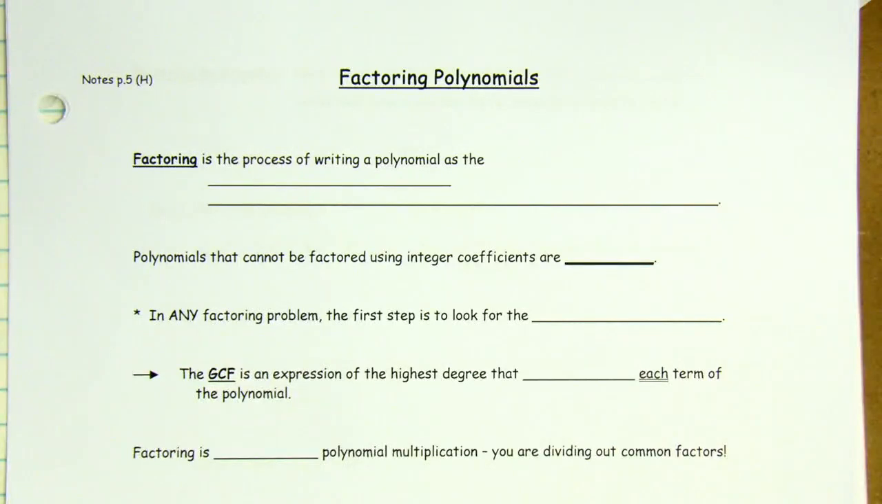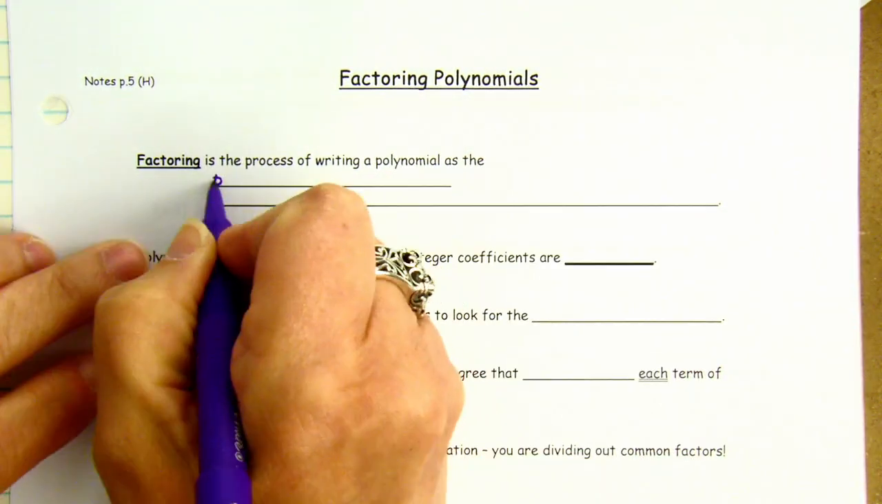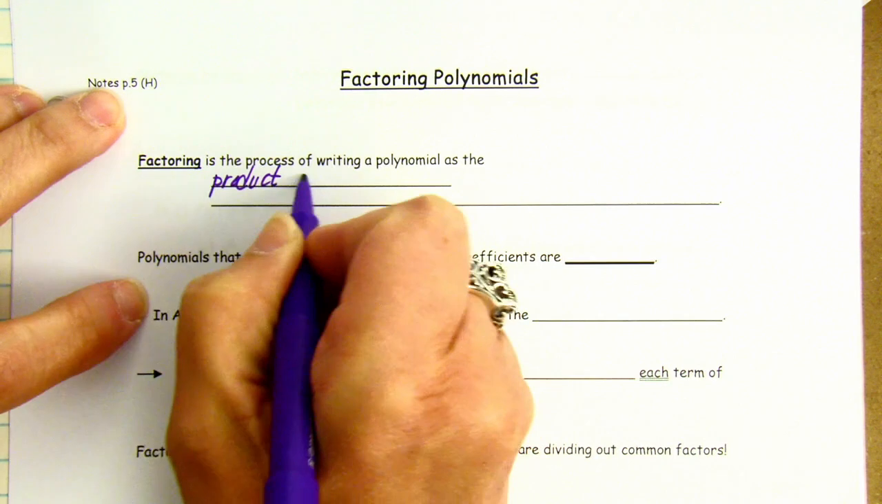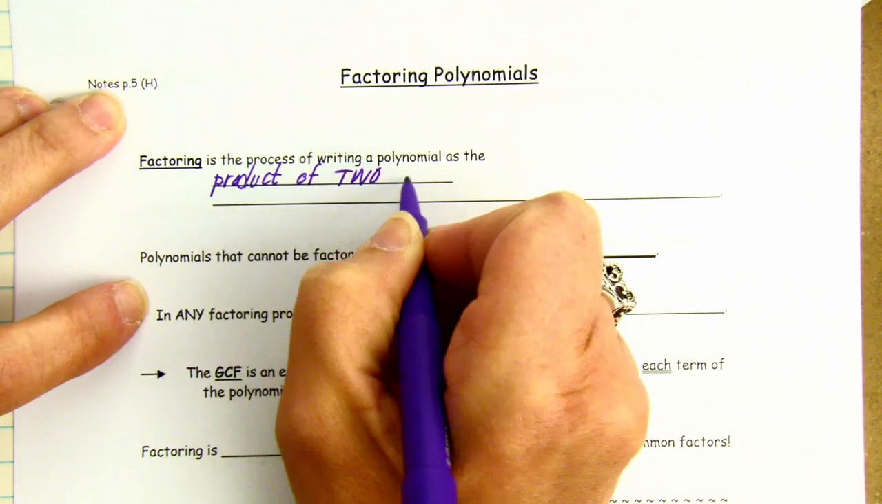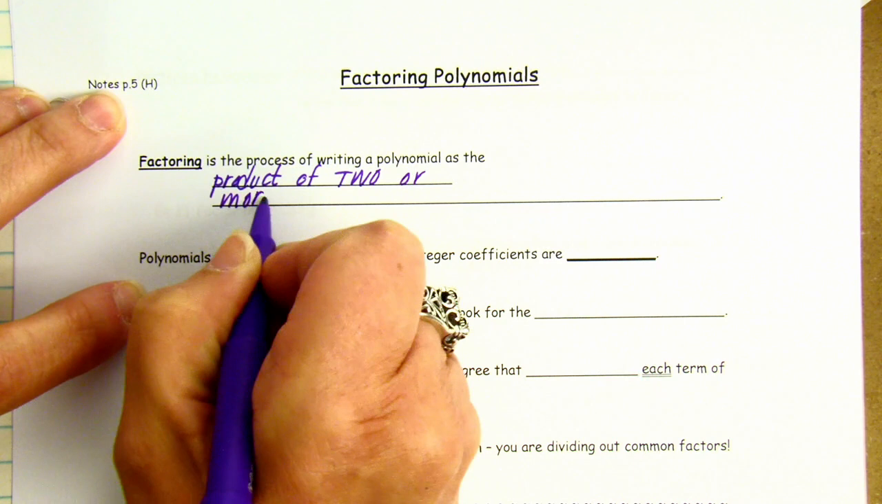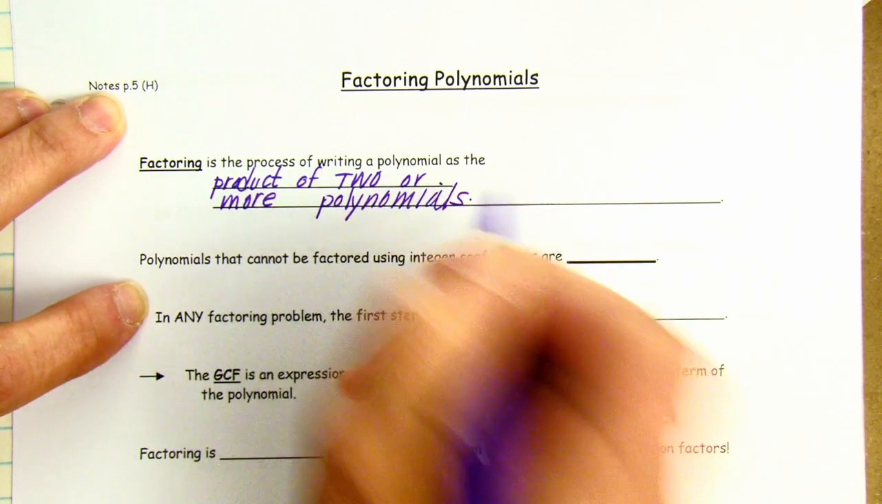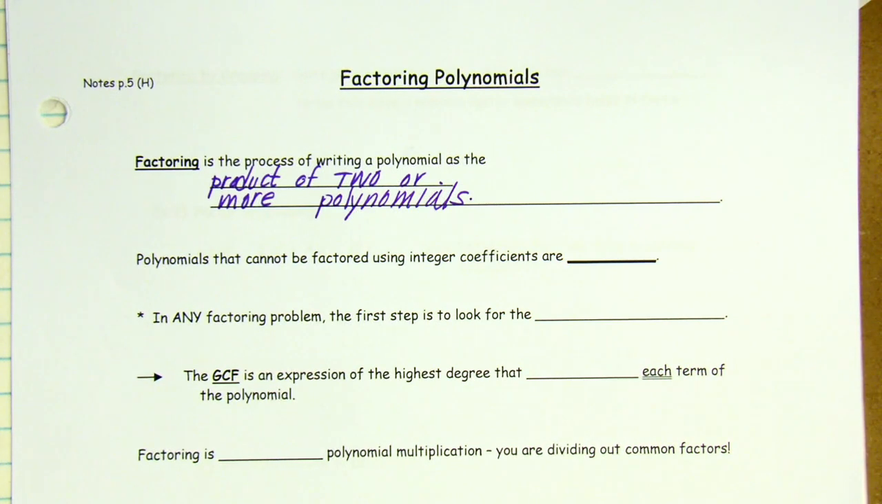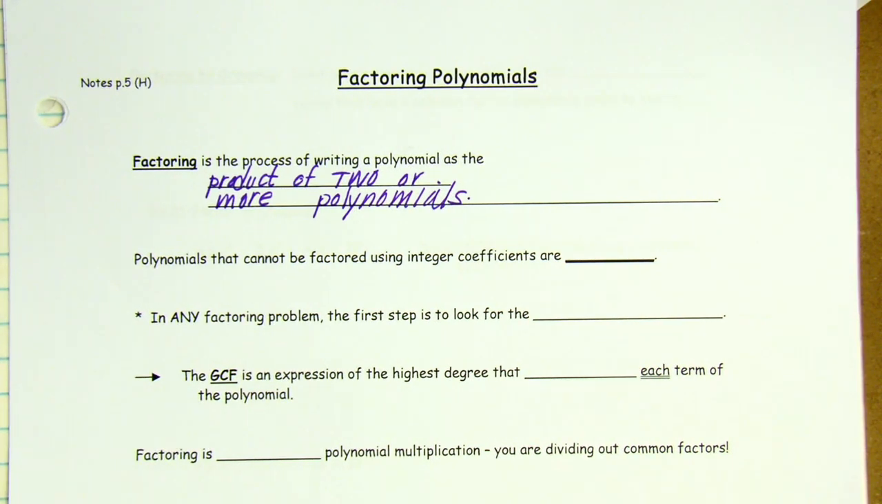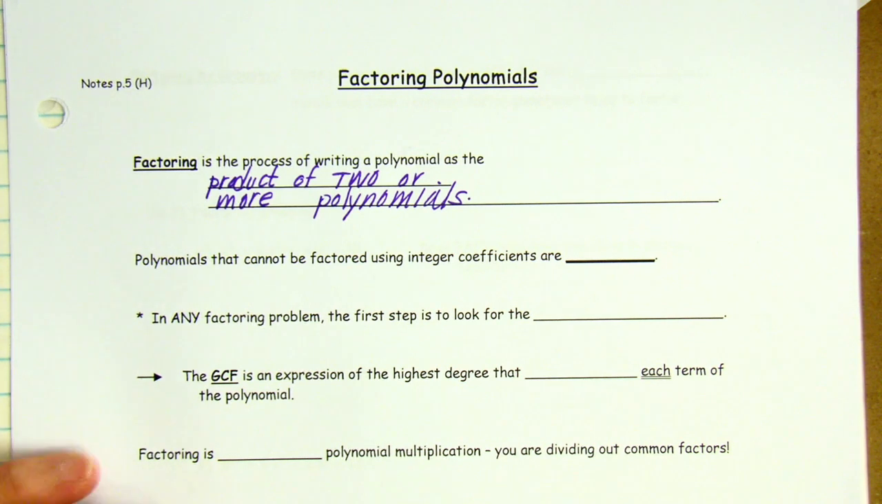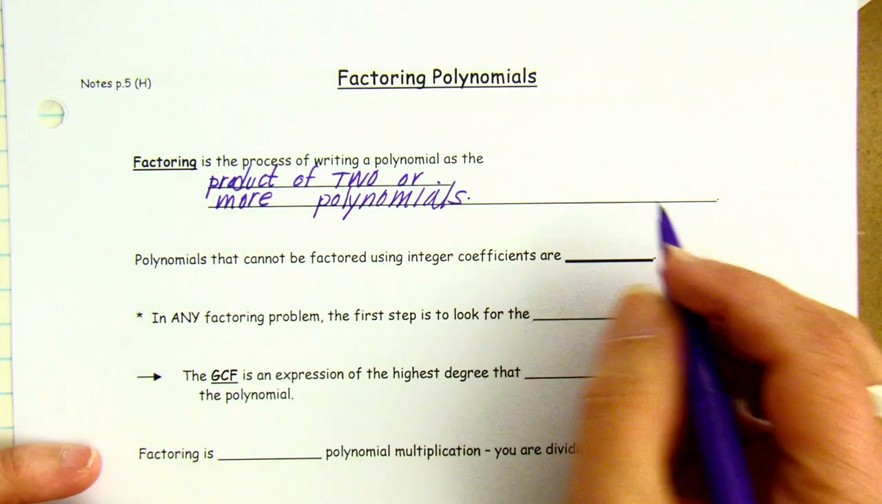Okay, finally we get to Chapter P, Section 5, the factoring of polynomials. So, factoring, you should have seen this in a previous math class. It is the process of writing a polynomial as the product of two or more polynomials. Now, keep in mind, it is a product, and a product means multiplication. So when you are factoring, you're going to have back-to-back parentheses. Polynomials that cannot be factored using integer coefficients are said to be prime.